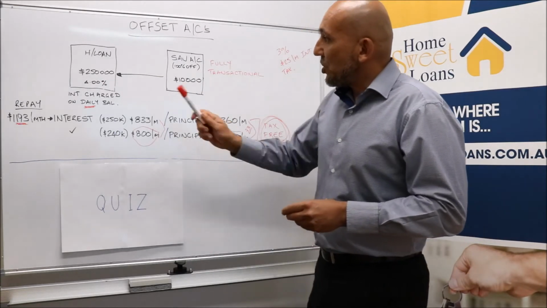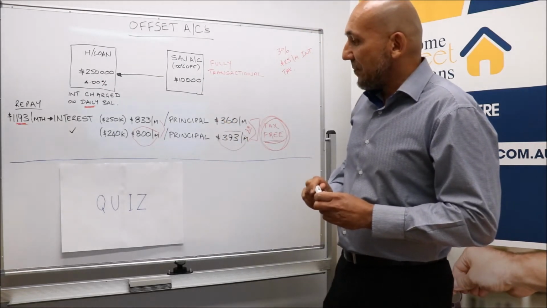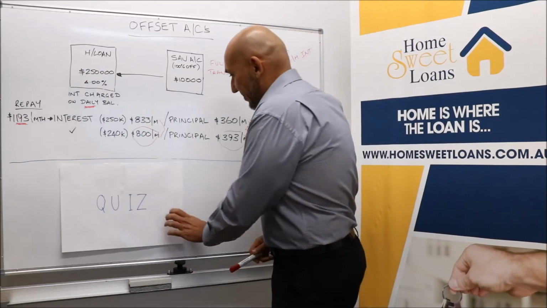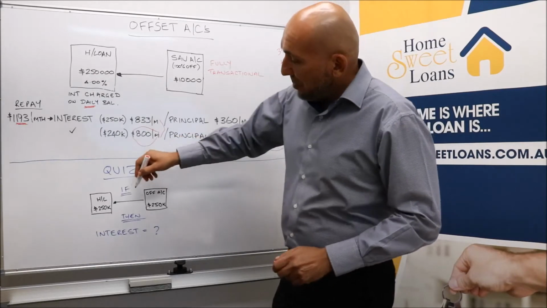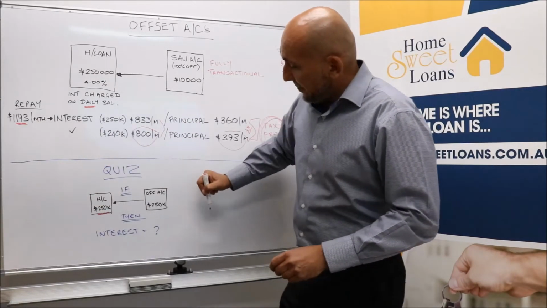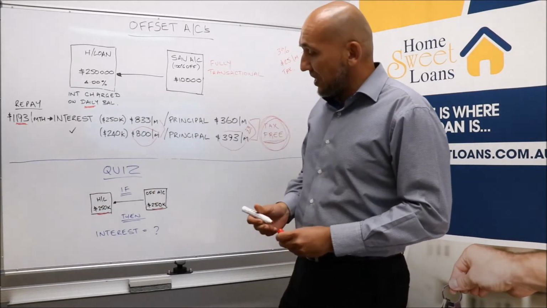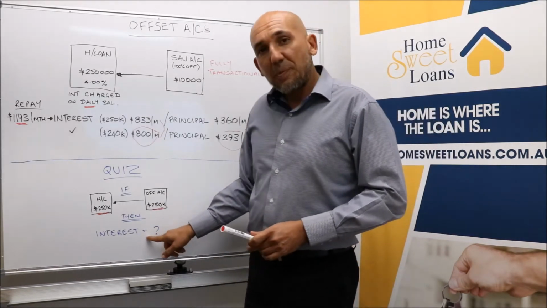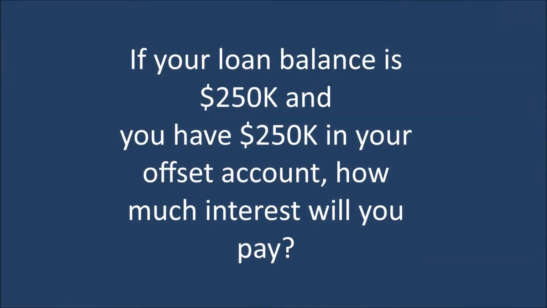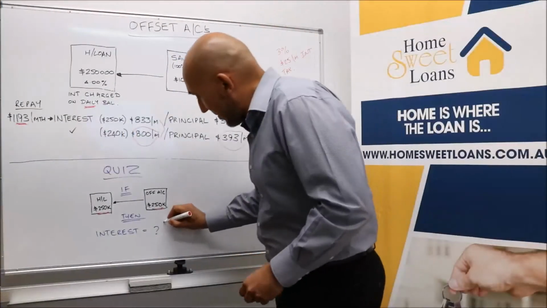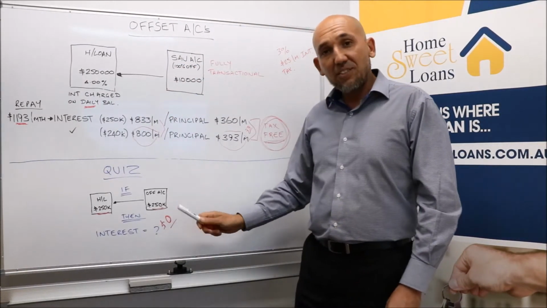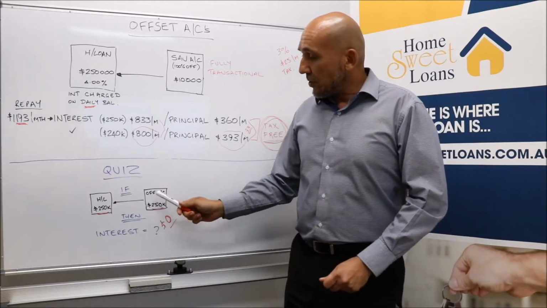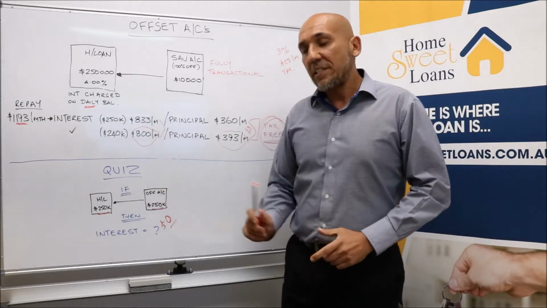Now, just to ensure that you've got your heads around what I'm saying, I've got a little quiz for everyone at home. Assuming you owe $250,000, assuming you have $250,000 in your offset account, what would your interest charge be in this example? Did you say 0? If you did, gold star, that's correct. The balance of your offset account is deducted from the balance of your home loan, and you're charged interest on the remainder.